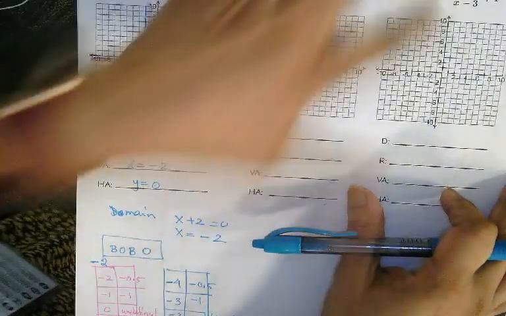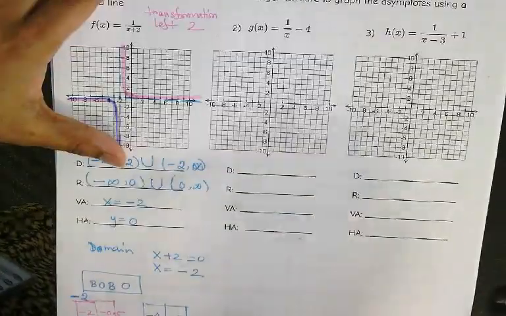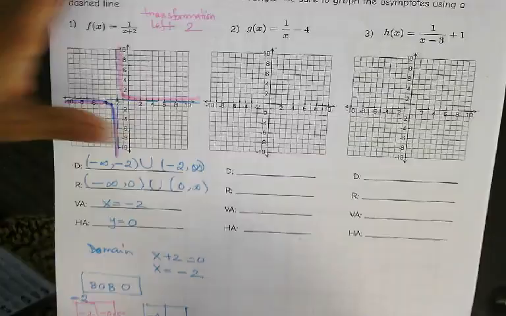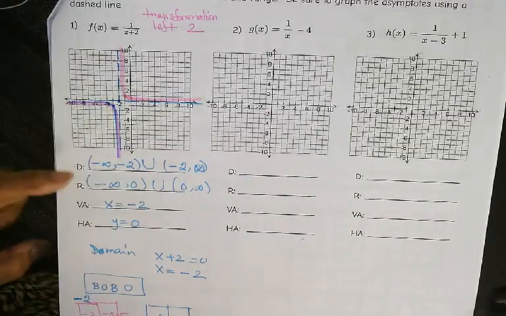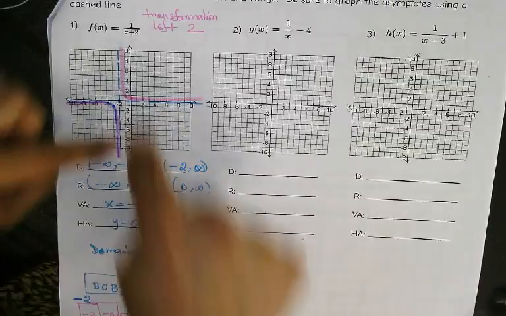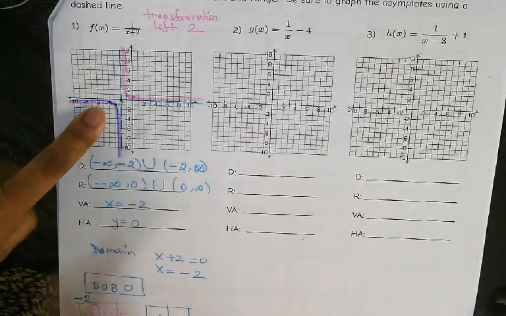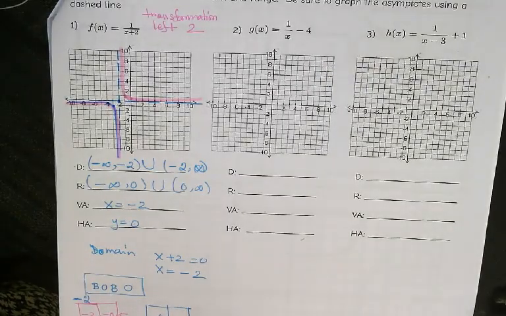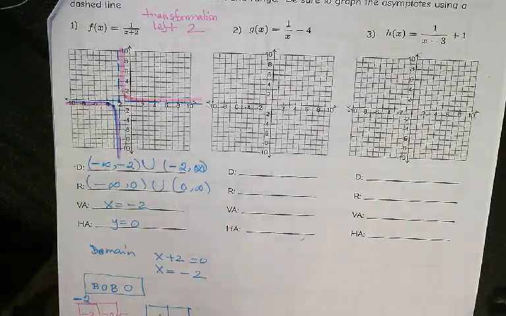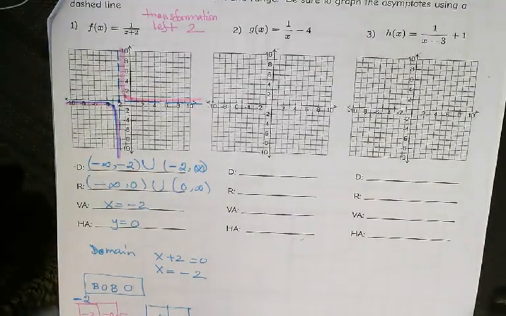Do number 2 and 3 by yourself. I'm giving you 6 minutes. I'm looking for domain, range, vertical asymptote, horizontal asymptote, and it has to be shown in the graph also. If it is an asymptote, horizontal and vertical, you have to put the dotted lines, and the graph has to be the solid line. Go ahead, get started on that one. I'm giving you 6 minutes.